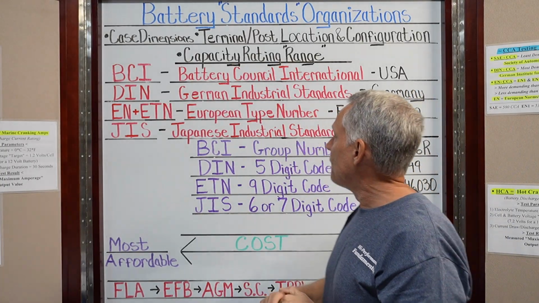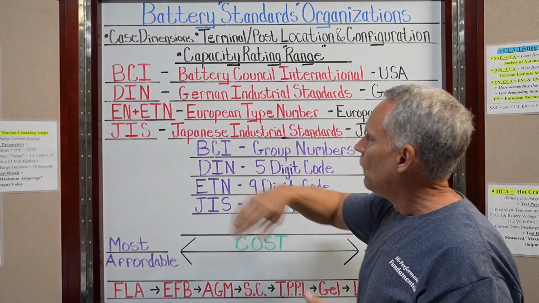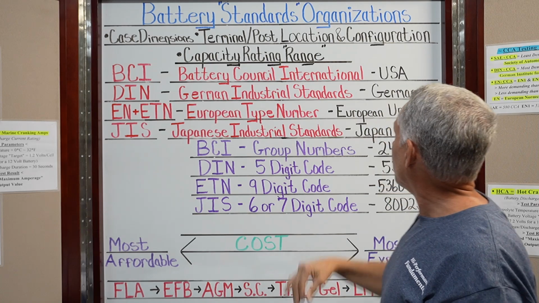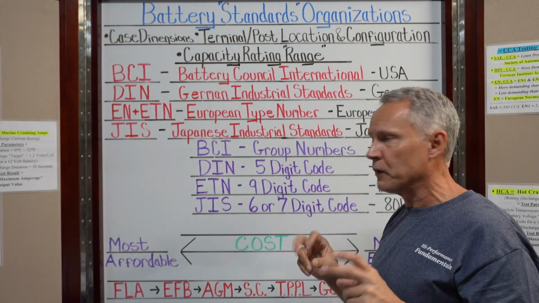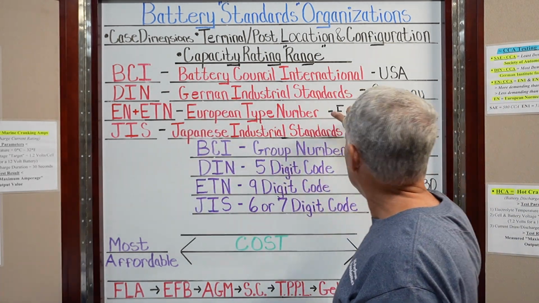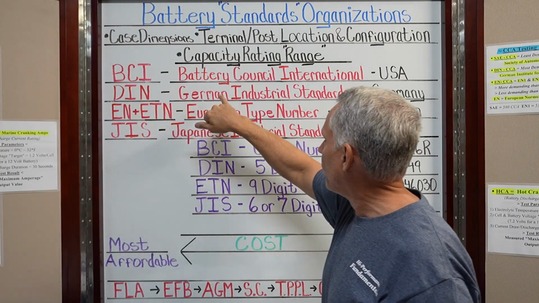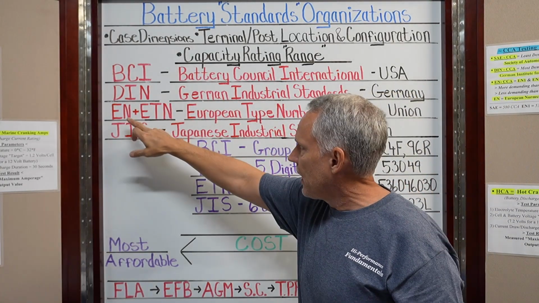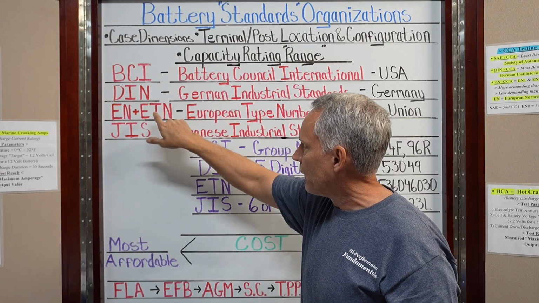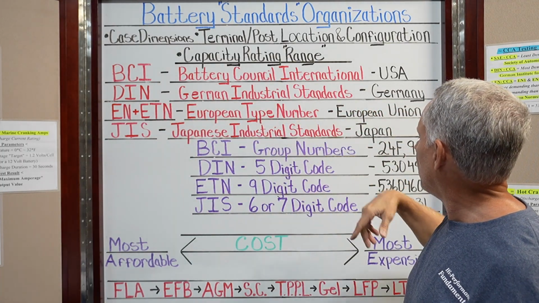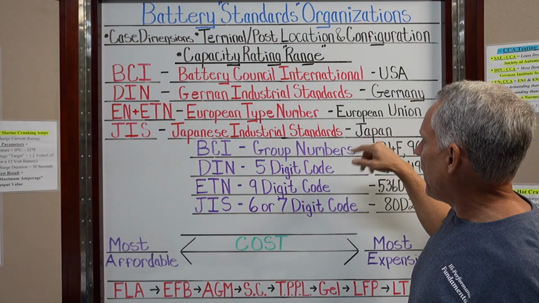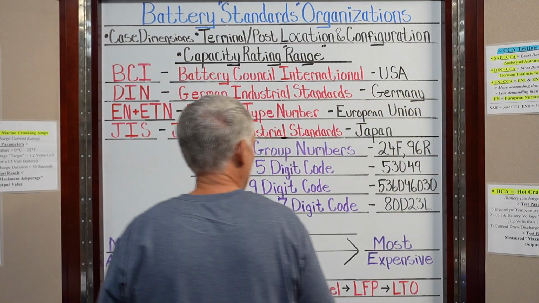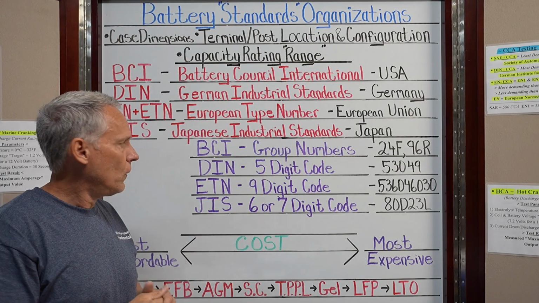So, for example, in the United States, we have the Battery Council International, or BCI, and they're known for group numbers. In Germany, you have the DIN standard, or the German Industrial Standards. In the European Union, you have EN or ETN. This is actually more battery related here. European Type Number. That's in the European Union. And in Japan, you have your Japanese Industrial Standards. So, that being said, here's just a couple of examples.